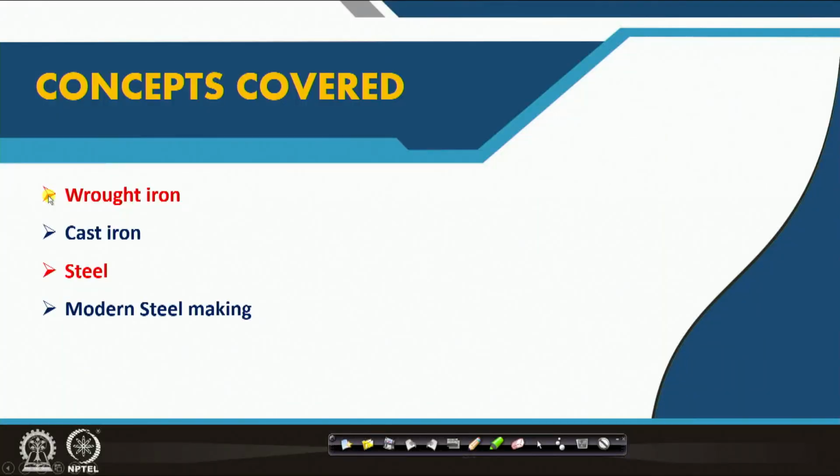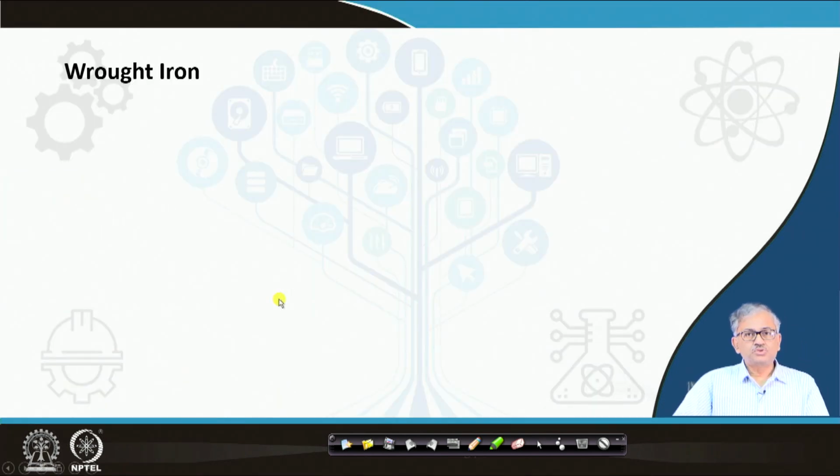What I will discuss basically is wrought iron, that is the very primitive iron, and then I will talk about the evolution of the cast iron, and finally the steel, and also the evolution of the modern steel making process. So, wrought iron.